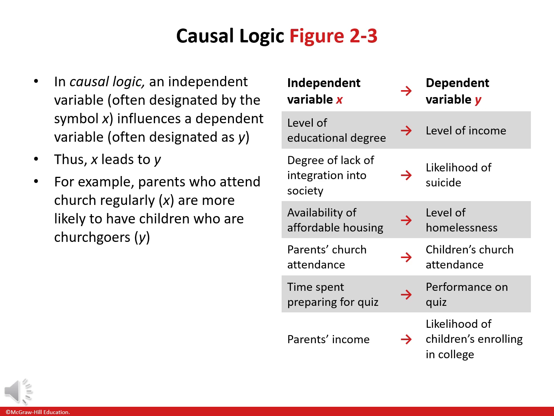The availability of affordable housing and the level of homelessness, we do know that there is a correlation. Parents' church attendance correlates to how much the children go to church. Time spent preparing for a quiz and someone's performance on a quiz. The parents' income and the likelihood of kids enrolling in college. So we have X leading to Y, and it shows you the independent variable and dependent variable.